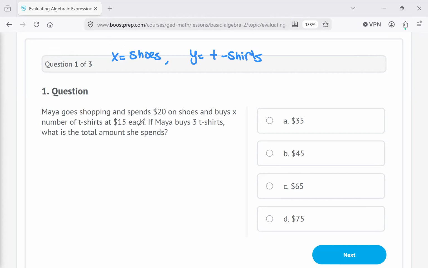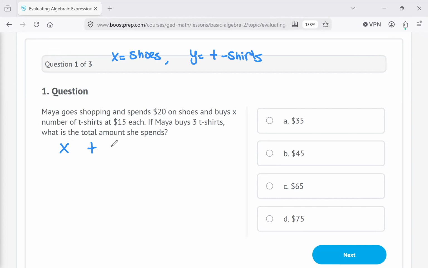Yeah, spends $20 on shoes and buys X numbers. So it's going to be X and t-shirts. What do we say? Y was shirts and spends $20 on shoes and buys X number of t-shirts.